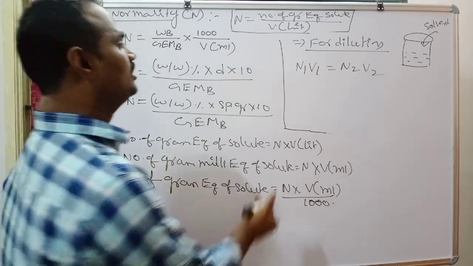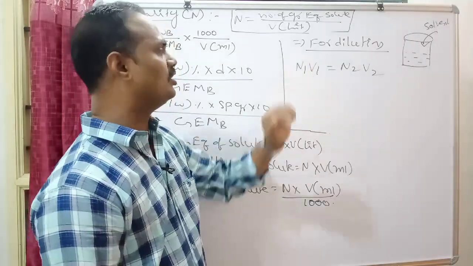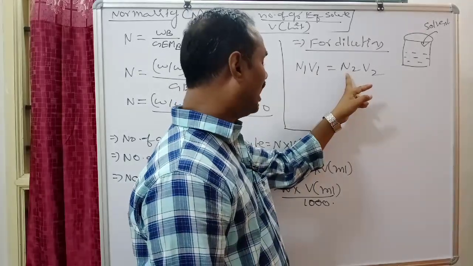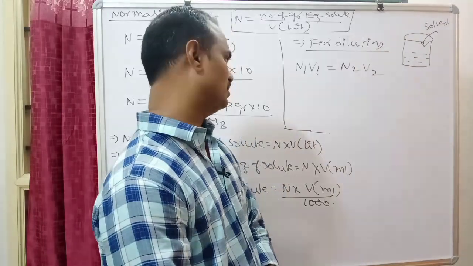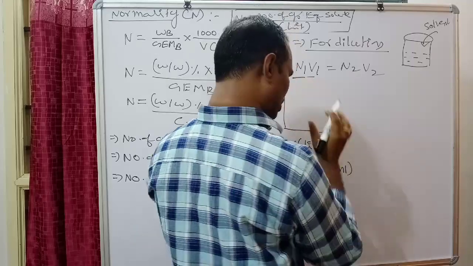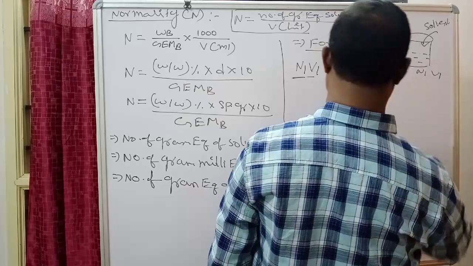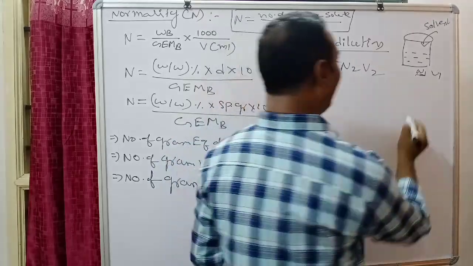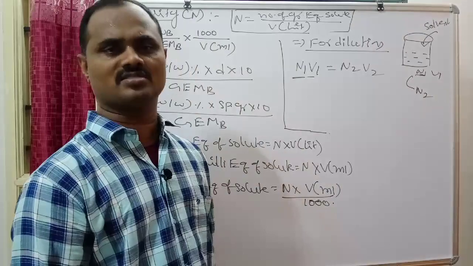Is it clear? Here N1 and V1 are the normality and volume of the solution before dilution, and N2 and V2 are the normality and volume of the solution after dilution. Suppose we have taken N1 concentration, V1 volume of solution in a container. This concentration I don't want in the laboratory. I want to convert it into, suppose, N2 concentration, a somewhat lower concentration.